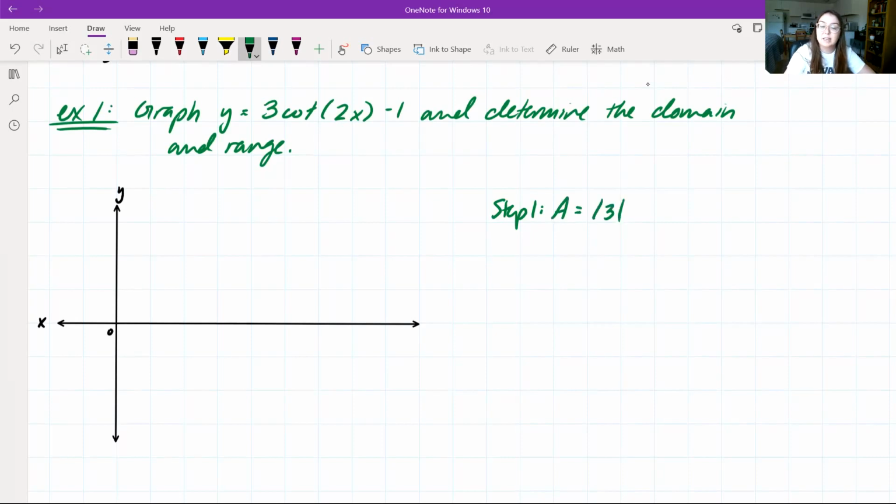Step 1, we get amplitude. It's going to be 3, the absolute value of 3, which is just 3. Then our period is pi divided by omega, which in this case, omega is 2. So our period is going to be pi over 2.